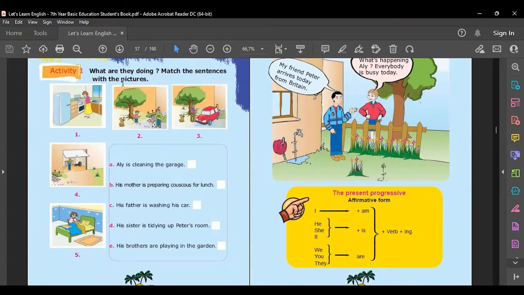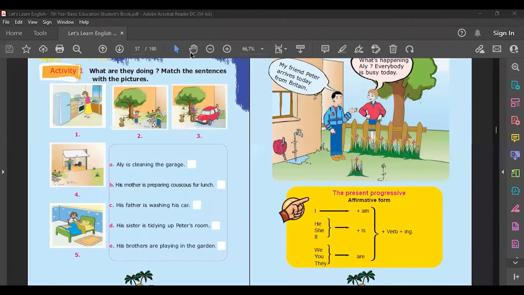Here we have different pictures, from 1 to 5. We are going to match the pictures with these sentences. For example, sentence A: Ali is cleaning the garage. Let's see. This is number 4. We are just going to write the number of the picture.